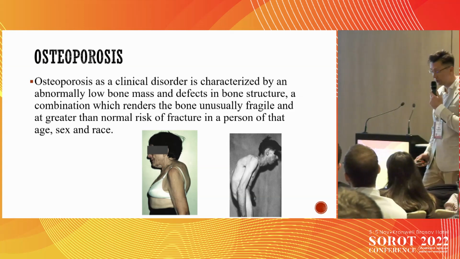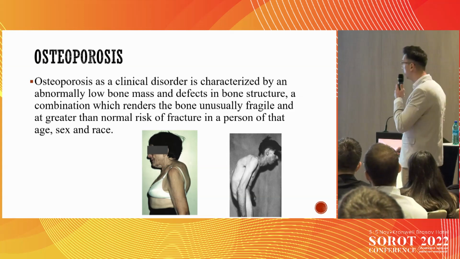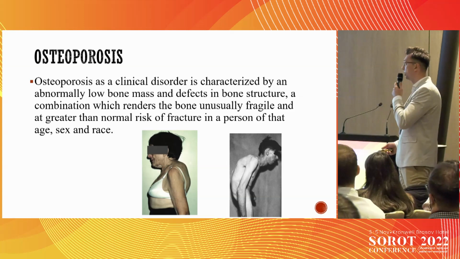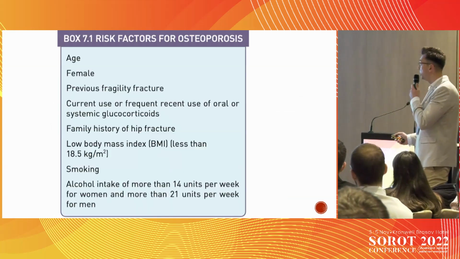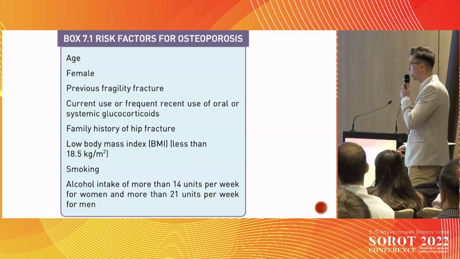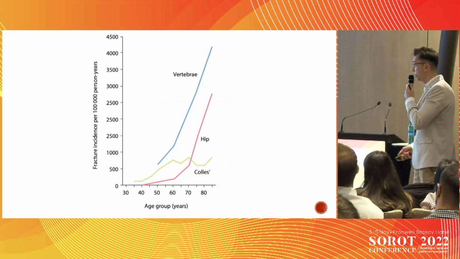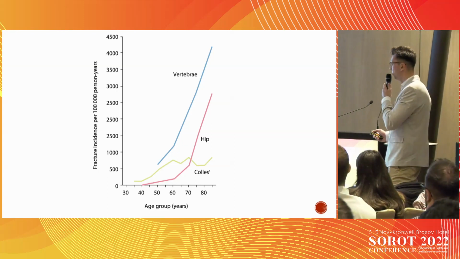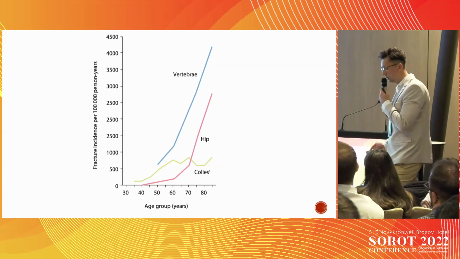Osteoporosis is a clinical disorder. It is characterized by an abnormally low bone mass and defects in the bone structure, a combination which renders the bone unusually fragile and at greater than normal risk of fracture in a person of that age, sex, and race. The risk factors for osteoporosis are age, female sex, previous fragility fracture, low body mass index, smoking, and alcohol abuse. Here we can see the diagram which shows us the increased level of fractures of the vertebrae, hip, and the wrist in the postmenopausal female.